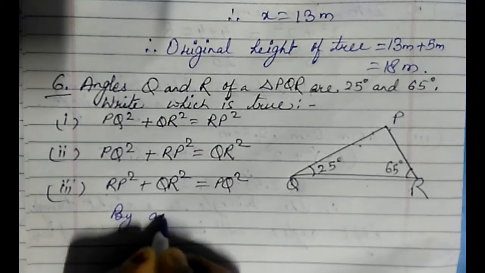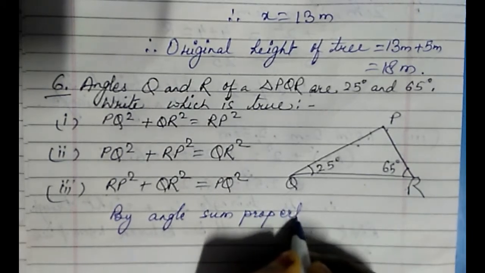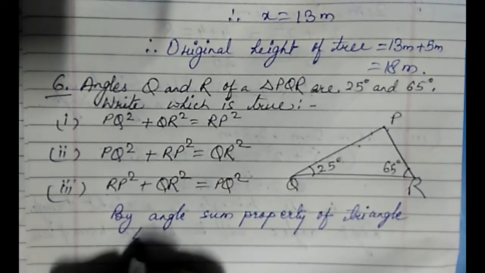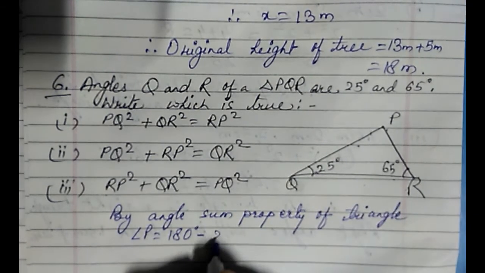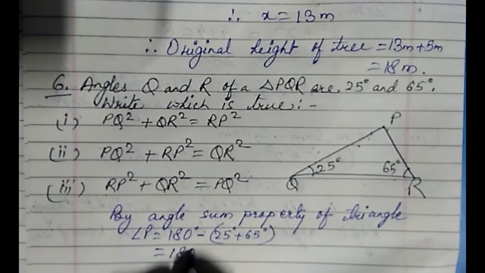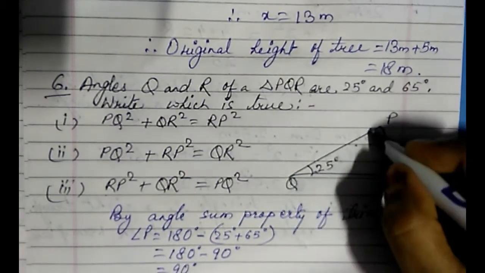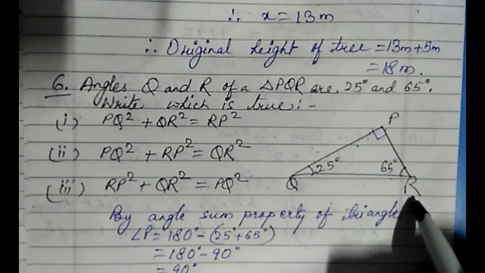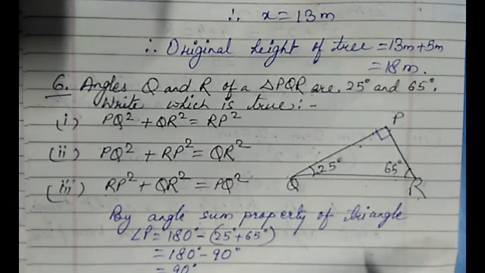So by angle sum property of triangle, angle P is equal to 180 degree minus sum of these two angles, that is 25 degree plus 65 degree. तो angle P की वैल्यू क्या हो जाएगी? That is 90 डिग्री. सो ये हमारा मिल गया 90 डिग्री. तो अगर ये 90 डिग्री है तो इसका मतलब है कि QR is the hypotenuse and these two sides are the legs. So which of the following relation is correct?